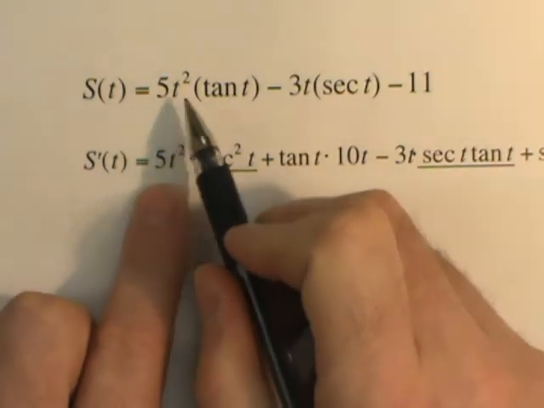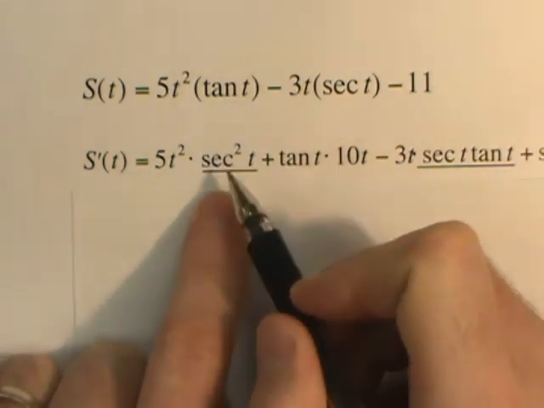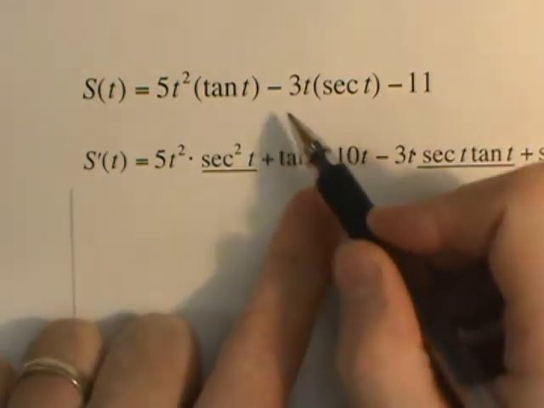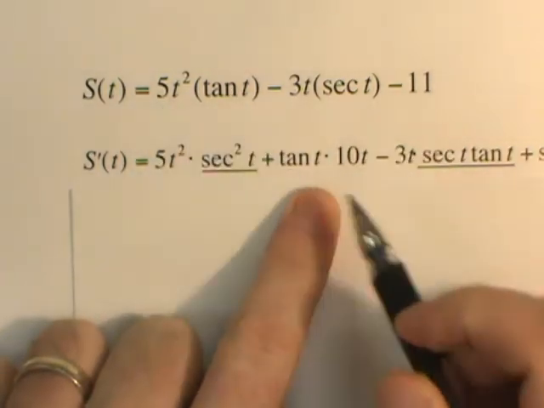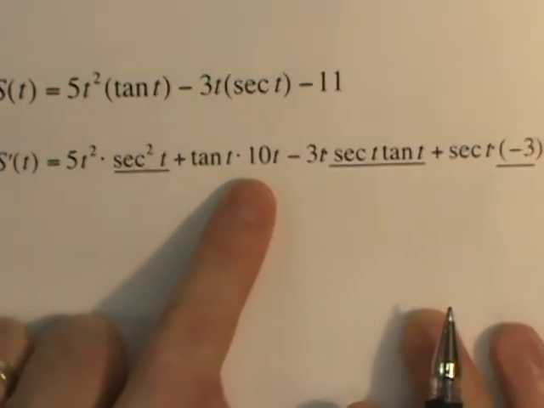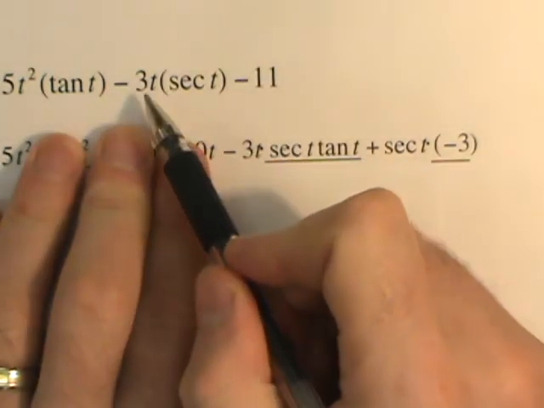I'm going to do u dv, so 5t squared. Derivative of tangent is secant squared, plus v, tangent t, du, the derivative of 5t squared is 10t. And then essentially we start all over again. So I'm going to cover that up and start all over.